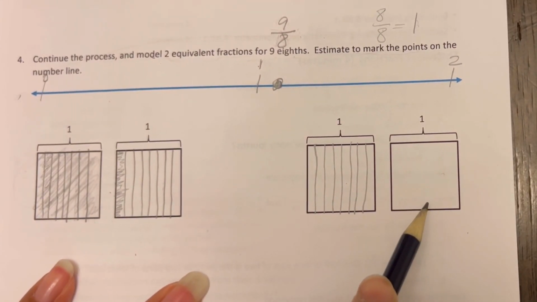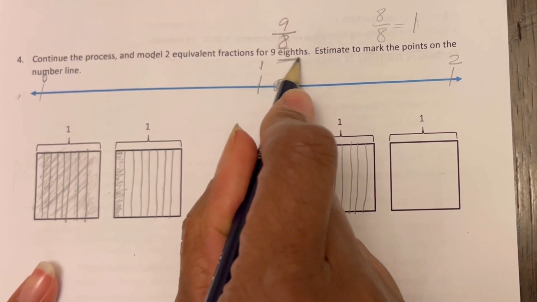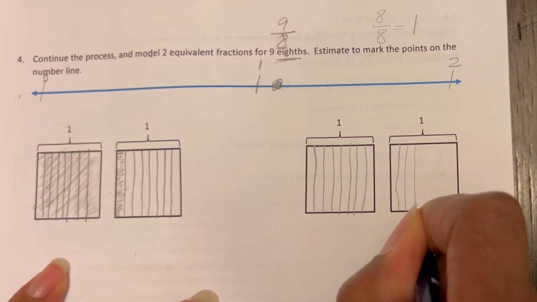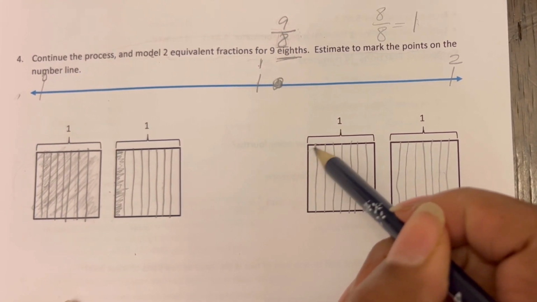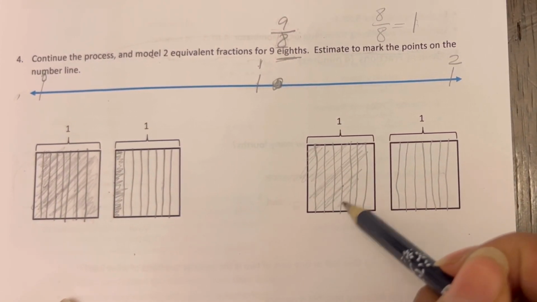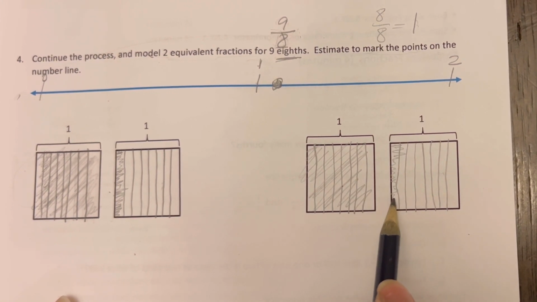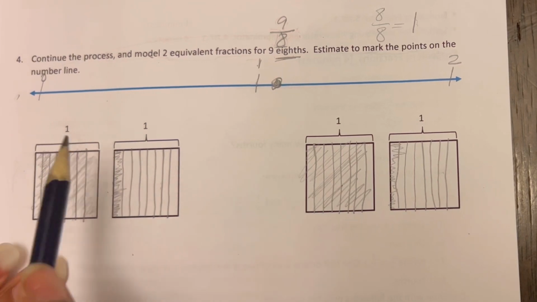Do the same to this one. The denominator is eighths, so we put them in eighths. Try to make it as neat as possible. Using a ruler will help. Same thing. One whole gets shaded in, then one gets shaded in here. Okay, so I got you going with the picture. Here we're going to do one line.